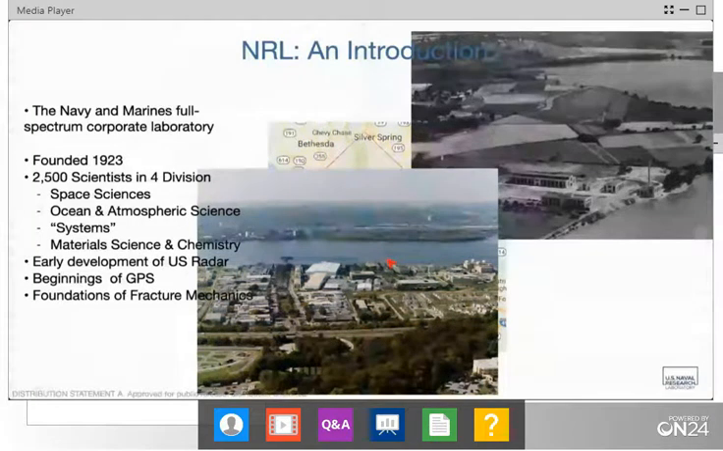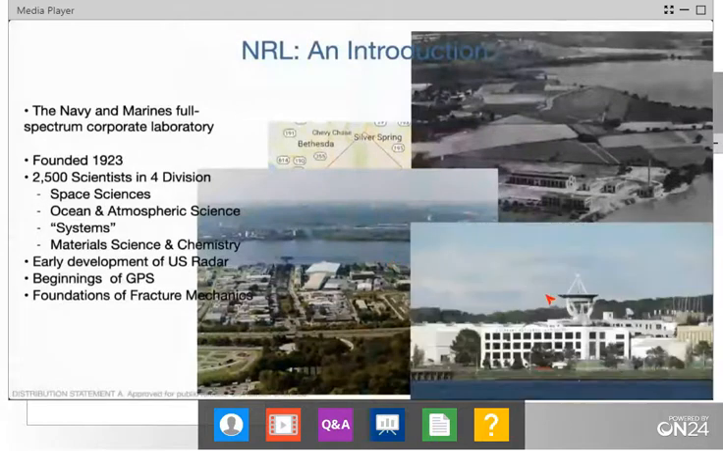So that's just a bit of our history. And if we ever get to fly again, and you're flying into Washington, D.C. at Reagan National Airport, you might see this building as you fly, and this is our headquarters there.